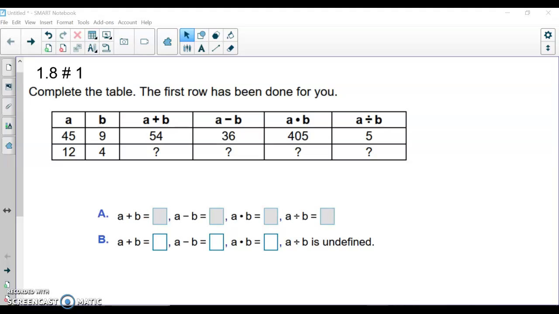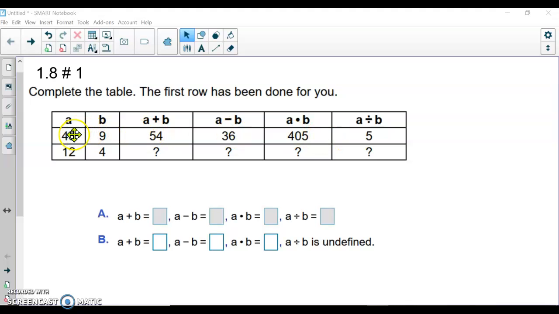In this problem, they give you a table, and they're asking you to consider two values, A and B. The first row has already been done for us. Essentially they want us to practice arithmetic: take two numbers, add them, subtract them, multiply them, and divide them.